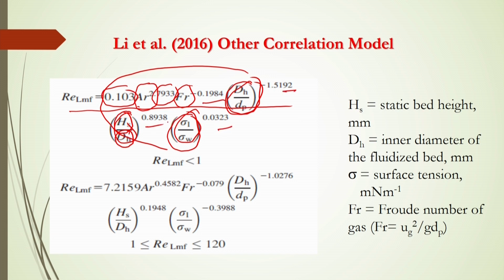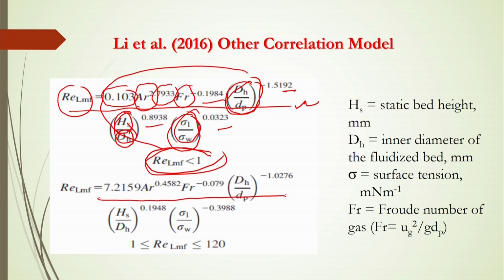In this equation, you can calculate the minimum fluidization velocity, but it is applicable only if ReLMF is less than 1, whereas if ReLMF is greater than 1 but less than 120, they developed another correlation based on the same dimensionless groups, and they got different coefficients like this by multiple regression analysis. So, this equation also can be used to calculate the minimum fluidization velocity.